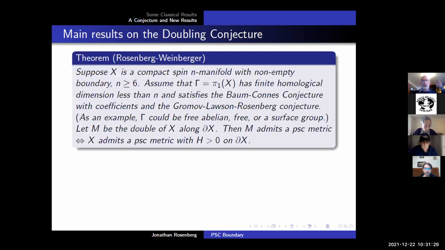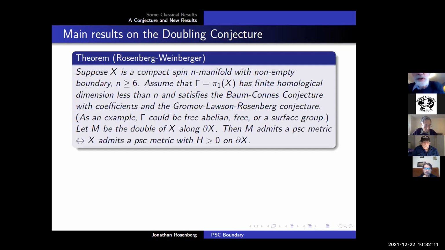Okay, now let me go back to the doubling conjecture. The doubling conjecture was not about product boundary conditions, but positive mean curvature boundary conditions. So here is a theorem in the spin case. Suppose X is a compact spin manifold of dimension n, and we have to assume n is at least 6, and assume that the fundamental group of X has finite homological dimension less than n and satisfies the bound conjecture with coefficients and the Gromov-Lawson-Rosenberg conjecture.